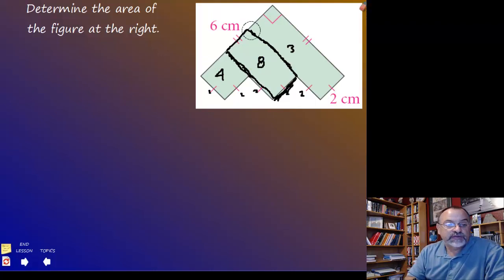And then I can do this last rectangle, again using the fact that I know this is 2 and this is 6, so that's 12. Then I simply add those together. 12 and 8 is 20, plus 4 is 24. So the area of this figure is going to be 24 centimeters squared.